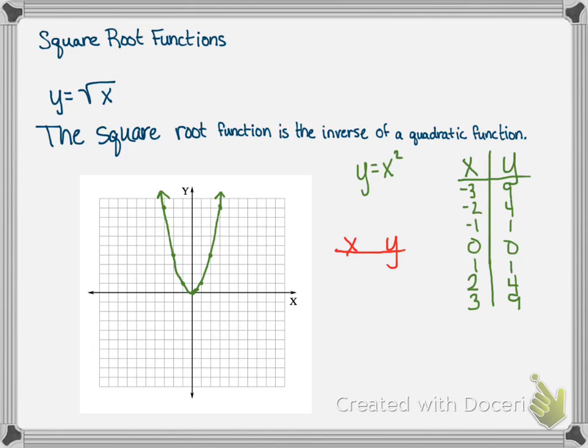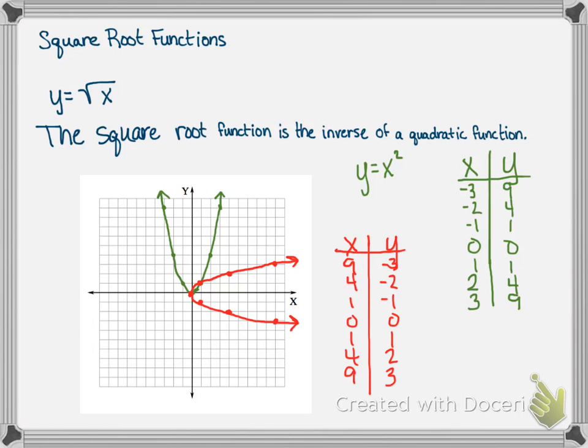So if we swap the x and y values from the green table, we get (9, -3), (4, -2), (1, -1), (0, 0), (1, 1), (4, 2), (9, 3). And if we graph them, we get a curve that looks like a sideways parabola. However, this inverse is not a function because it does not pass the vertical line test. The vertical line can cross this function in more than one place.